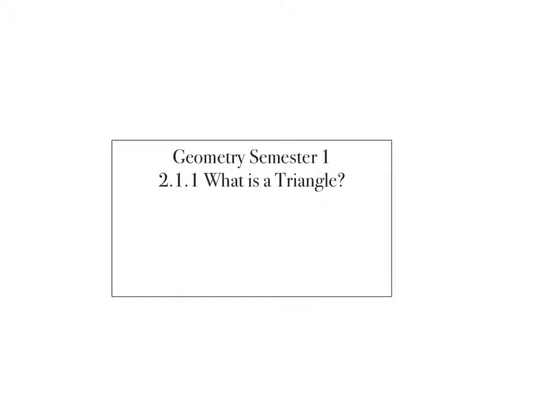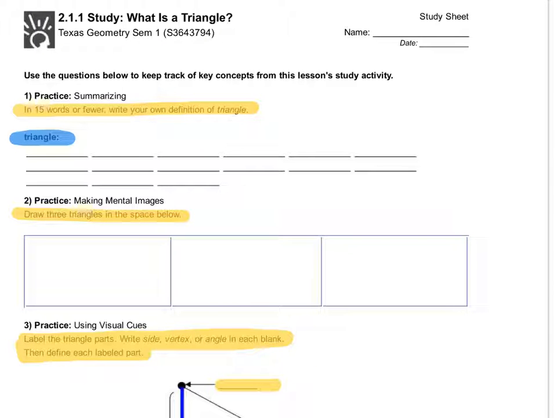Okay, so the lesson for today is what is a triangle, Geometry, Semester 1. This is Study 2-1. Okay, so in 15 words or fewer, write your own definition of a triangle. A triangle is just a polygon with 3 sides. The sum of the angles equals 180.